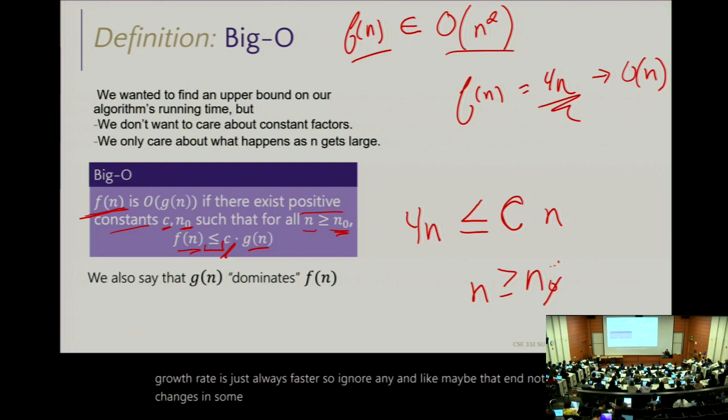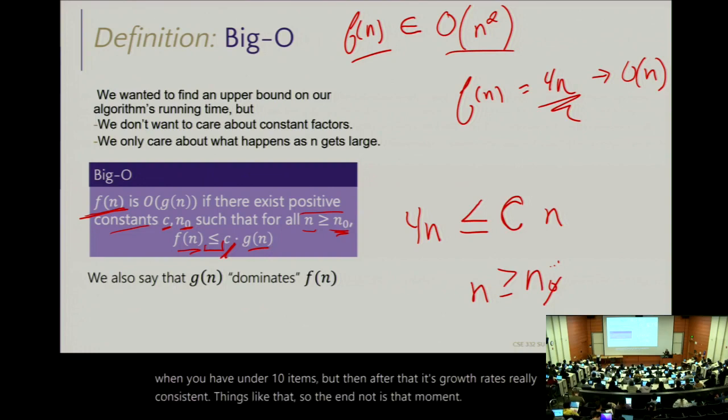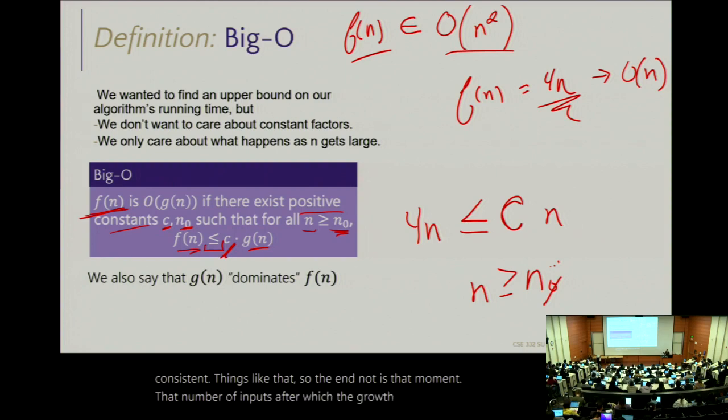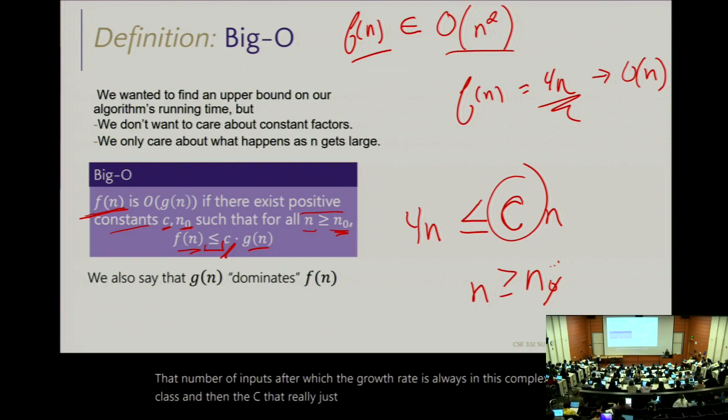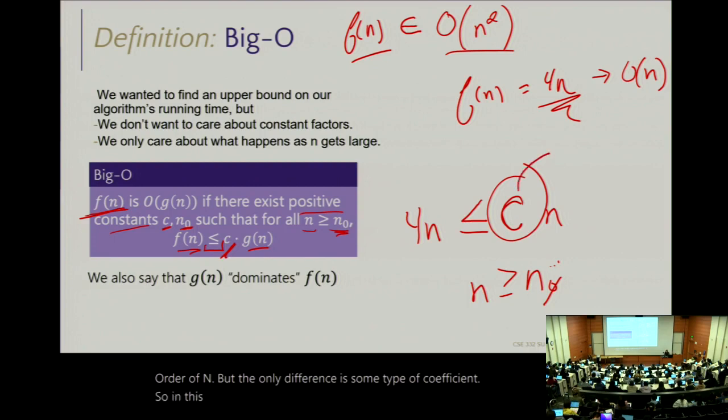So ignore any, and maybe that n naught changes in some situations. Maybe your code has a really fast runtime when you have under 10 items, but then after that, its growth rate is really consistent, things like that. So the n naught is that moment, that number of inputs after which the growth rate is always in this complexity class. And then the c really just means as long as they have the same order of n, but the only difference is some type of coefficient. So in this case, we could pick a c like 5n, and we would say 4n is always less than or equal to 5n, so they're all in that complexity class.